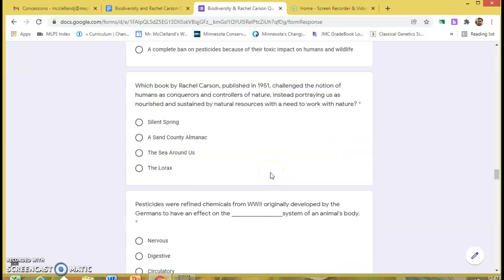Which book by Rachel Carson, published in 1951, challenged the notion of humans as conquerors and controllers of nature, but instead portrayed us as nourished and sustained by natural resources, similar to Leopold's voice? The need to work with nature, not always against it. And that book was called The Sea Around Us.